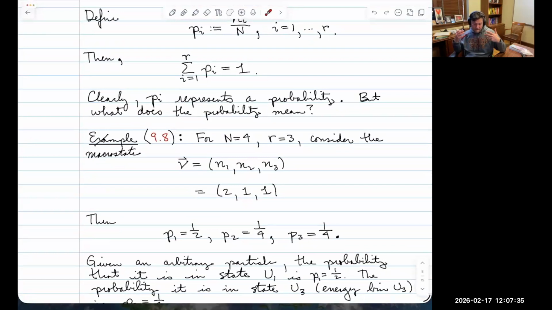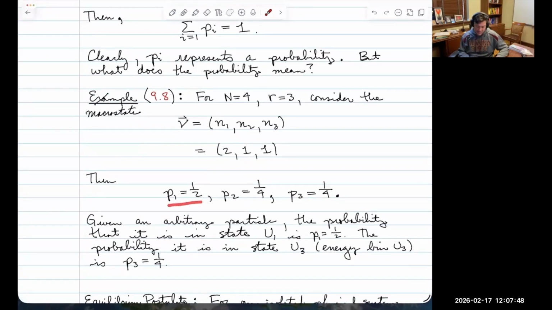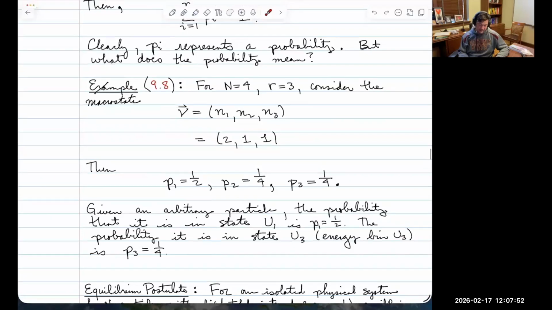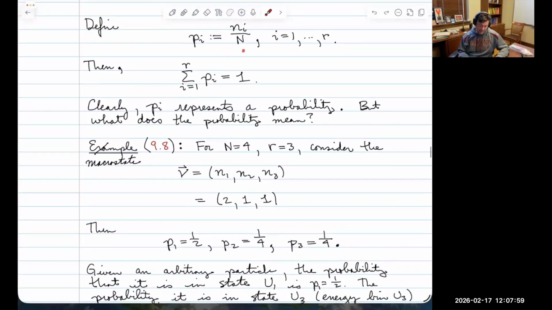Well, if I'm in a certain macro state, for example, if I have n equals 4 particles and 3 levels, and I consider this macro state, then I can calculate these 3 probabilities from this. How do I get those? Well, I have 4 total particles. If I calculate P1, that's N1 over capital N, 4. That's going to be a half. And so the second probability is going to be 1/4. And the third probability is 1/4.